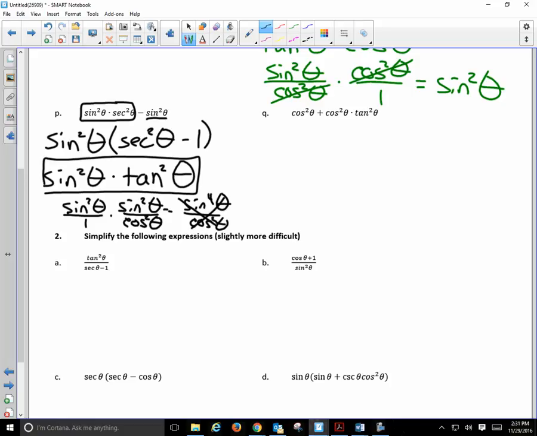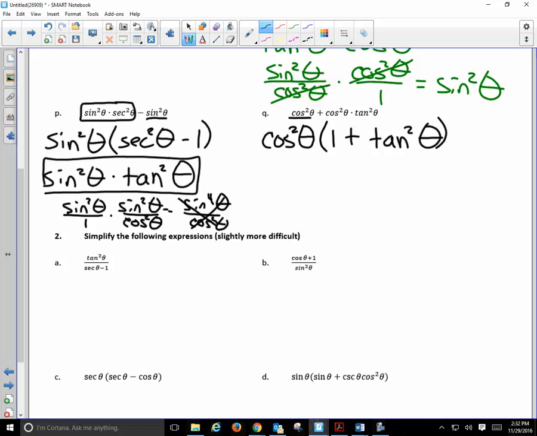What factors out? Cosine squared of theta. When I factor it out, what's left here? 1 plus. Thank you for asking the question. There is a 1 in front of tangent. But let's just think about it.